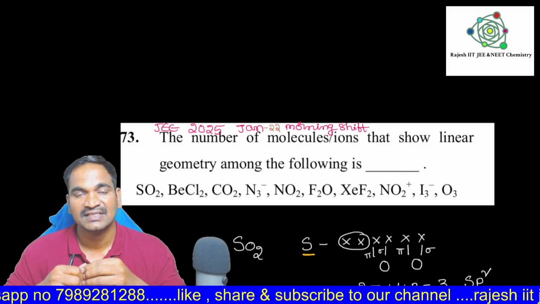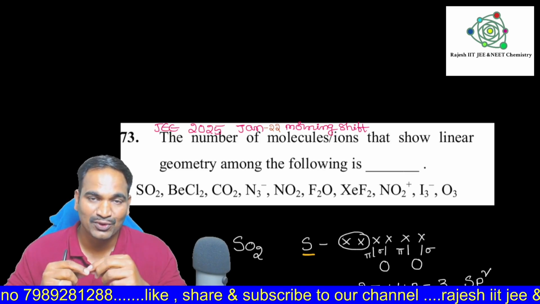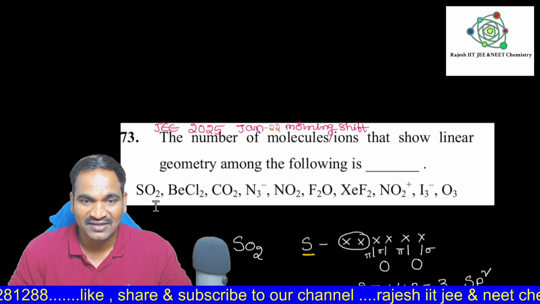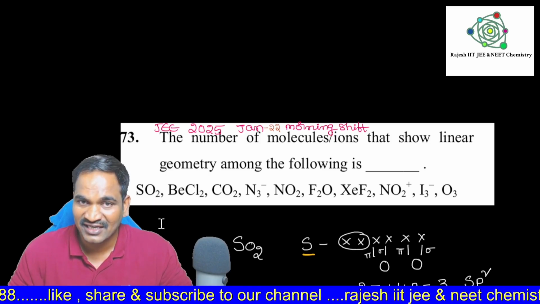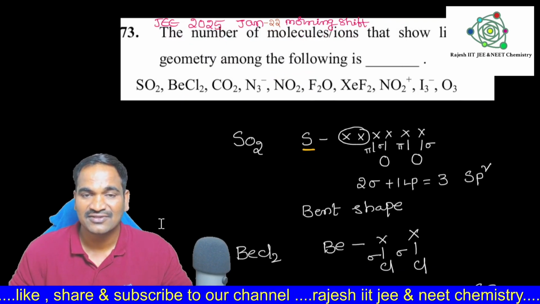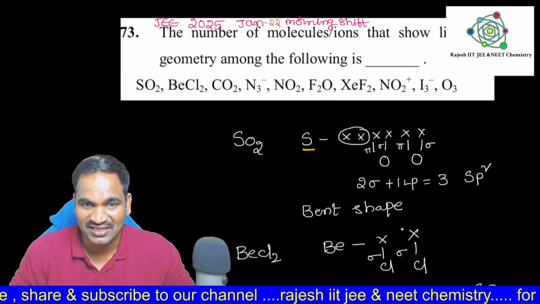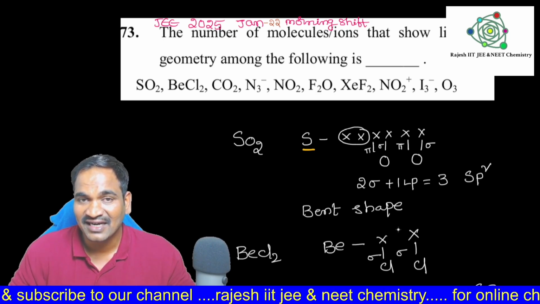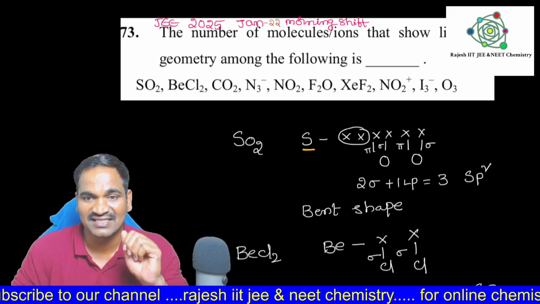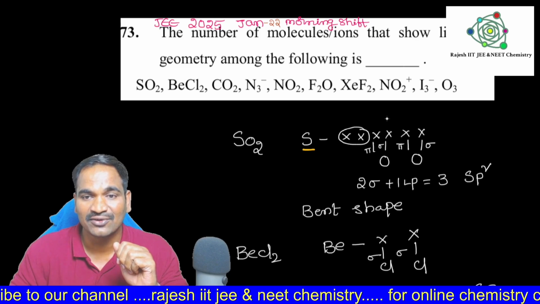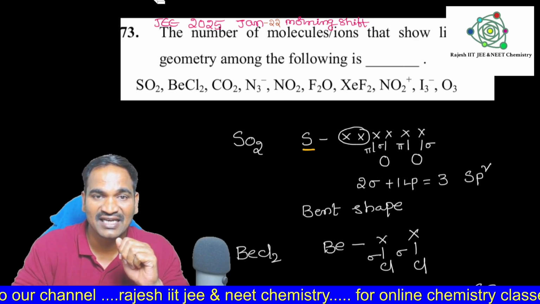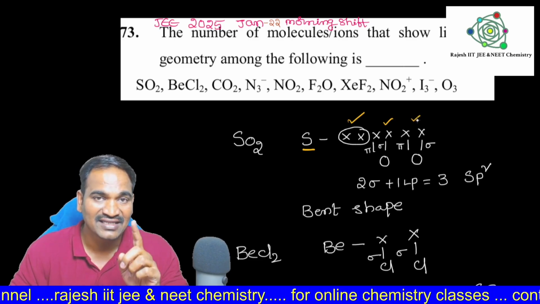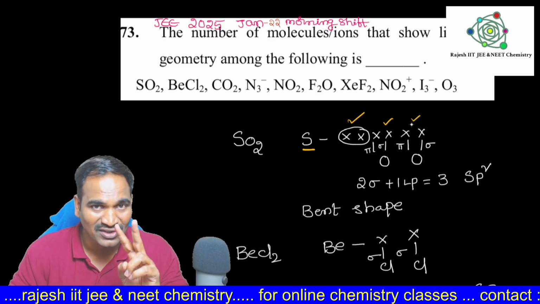First, if you take SO2, in SO2 the central atom is sulfur. There is a shortcut trick to find out the geometry, so we will go according to that shortcut trick. The central atom sulfur has 6 valency electrons. That's why I wrote those 6 valency electrons here: 2, 2, 2, total 6. And this sulfur is bonded with 2 oxygens.